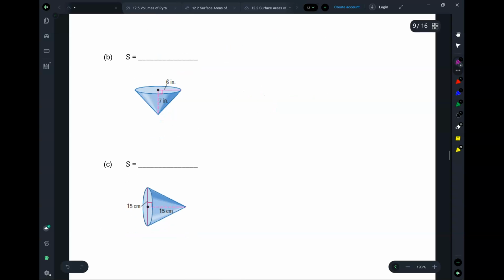Okay, next one. What other information do we need? The slant height, L. How are we going to find the slant height? Pythagorean theorem. So, here's what you're going to do. You're going to find the slant height, leave it in root form, you're going to get the square root of something, and then you're going to put it all into the surface area formula and get the final answer, rounded to 2 decimal places. All right? On your mark, get set, go.